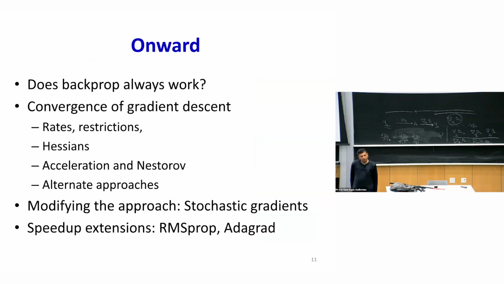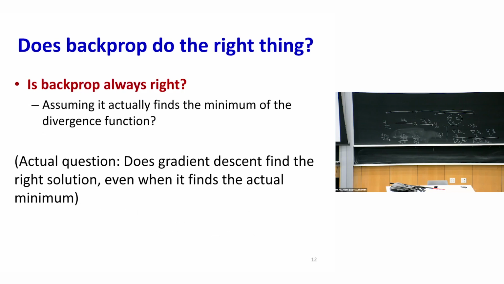So we've looked at backpropagation rules to compute derivatives. And we know that backpropagation computes derivatives for gradients, which are employed within the gradient descent rule, right? So the question is, does this actually work? Does gradient descent converge and give us the correct answer? What are the rates and how does it converge? We're going to look at rates, restrictions, Hessians, and in the next class, we're going to look at ways of speeding this up. So here's the first question, is backprop always right?